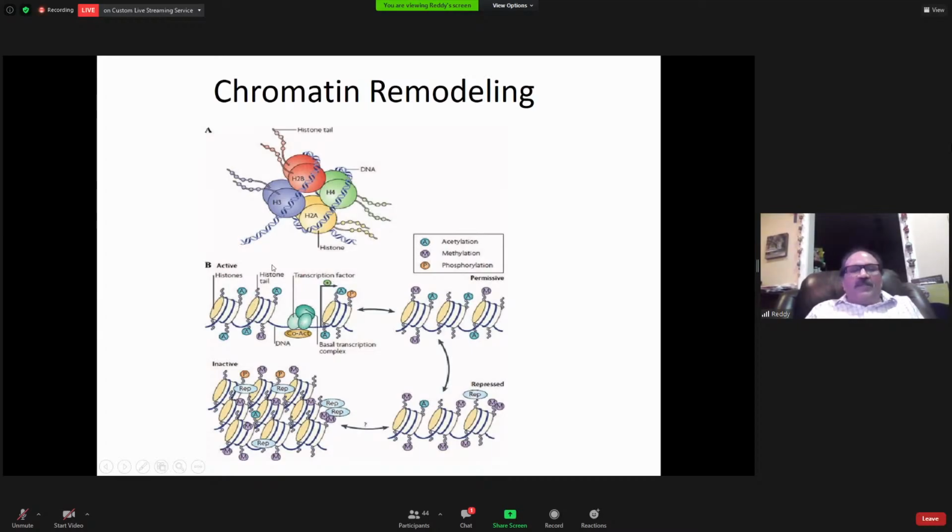And then these histones have tails, as you have seen. These tails have a lot of amino acids on them, so they all will undergo chemical changes like acetylation, methylation, and phosphorylation. These kinds of changes must happen before transcription.